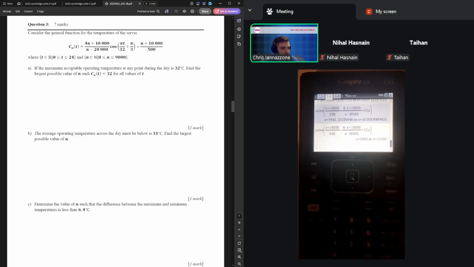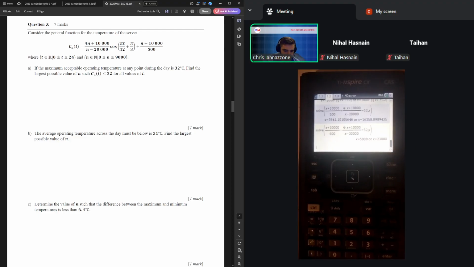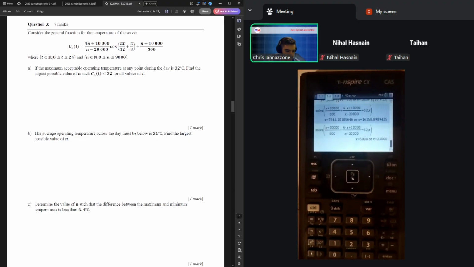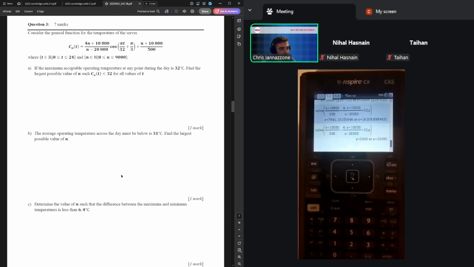It says find the largest possible value of n to achieve this. There's a bit of a trick here. Which of these is the largest possible value of n? I would say pay close attention to the function definition itself, because it won't be as simple as just the biggest number on the CAS is the one we want. And there might be further interpretation as well.